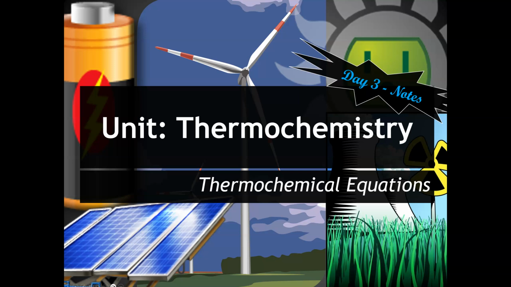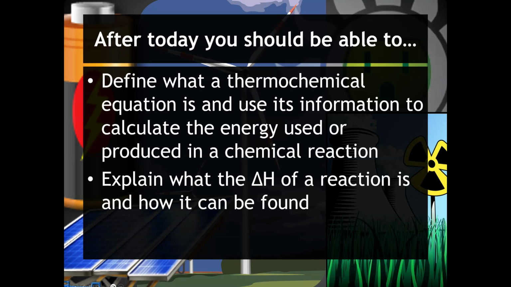We're going to go thermochemistry day 3. We're going to talk about thermochemical equations, and in this one, we're going to be talking about thermochemical equations and how to use them to calculate energy in a chemical reaction. We're going to explain what the delta H of a reaction is and how it can be found.